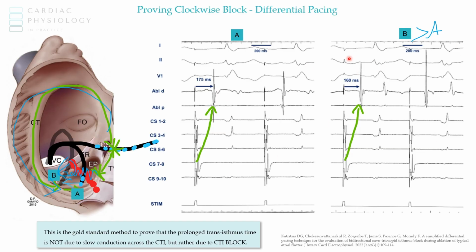So that's what differential pacing is. It proves that the doubling of the transisthmus time is not due to slow conduction through the isthmus, but due to blocked conduction across the isthmus and conduction occurring around it.